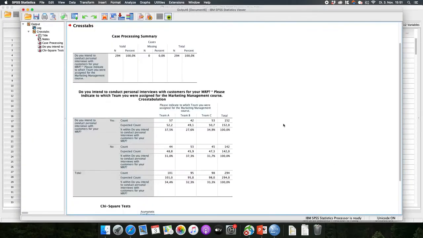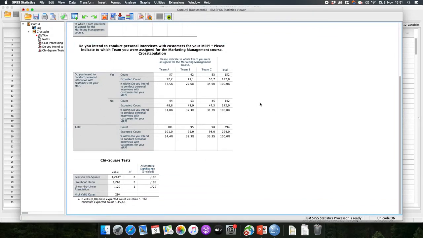And you can see, as the name suggests, you receive a crosstabs here, where team A, B, and C are plotted against the intention to conduct interviews, yes and no. We can see the observed count. So 57 students in team A indicated that their team is planning on conducting interviews, 42 in team B, 53 in team C.